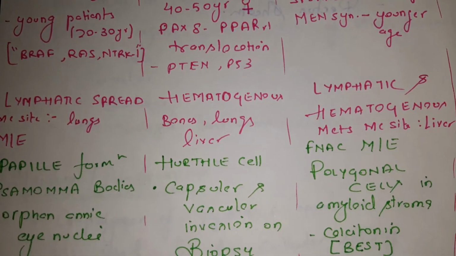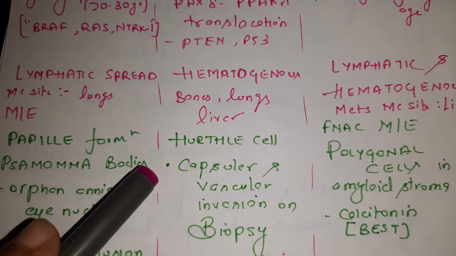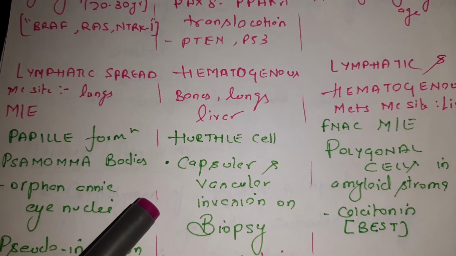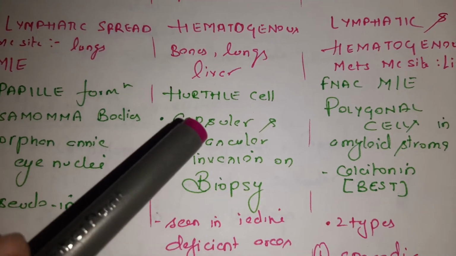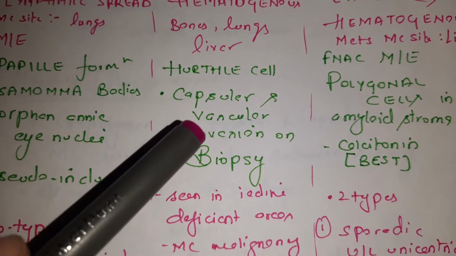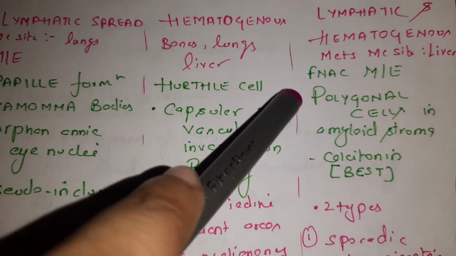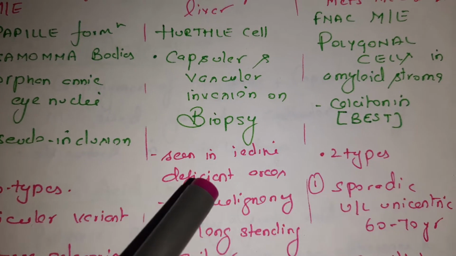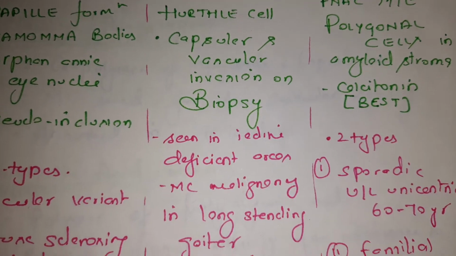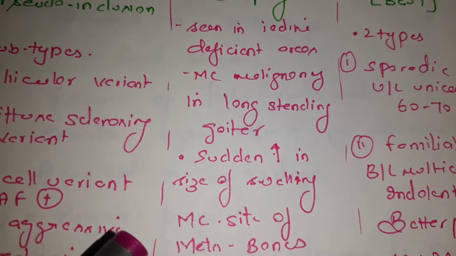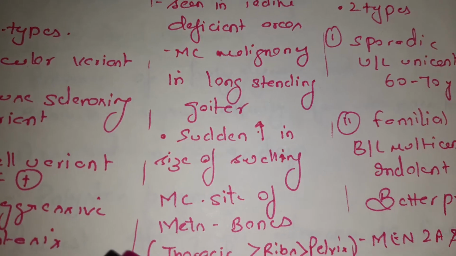There is a peculiarity about it that there is presence of Hurthle cells. Hurthle cells can also be seen in Hashimoto's as well. So there is capsular invasion and vascular invasion. Then we can do the biopsy, and on biopsy we'll see all these invasions first, and then it is seen in iodine deficient areas, and it is the most common malignancy in long standing goiter. There is sudden increase in size of swelling.